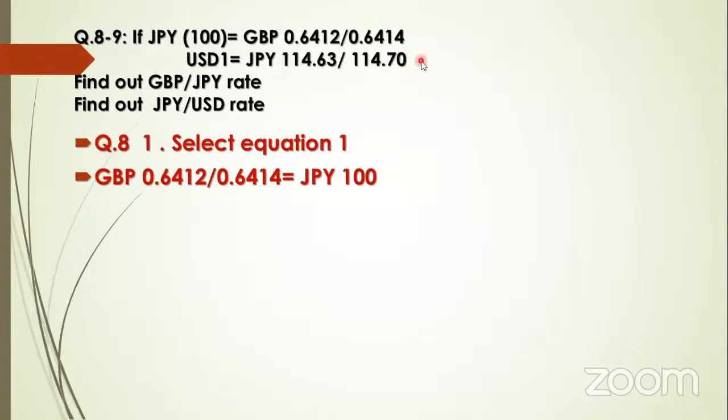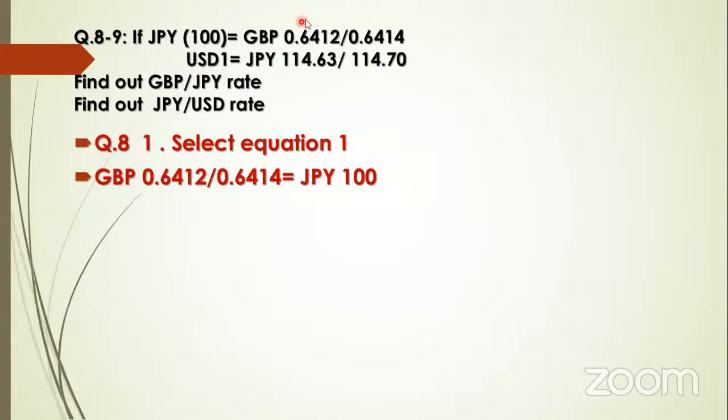Here, this side, you actually have to give. But when it comes to this side, within brackets they will give Japanese yen 100. Here you need not do 114.63. Two quotations are there. Now, what is the simple question they are asking? Find out the GBP JPY rate. Find out the JPY USD rate. All right. My God. What is GBP JPY? GBP should come this side.